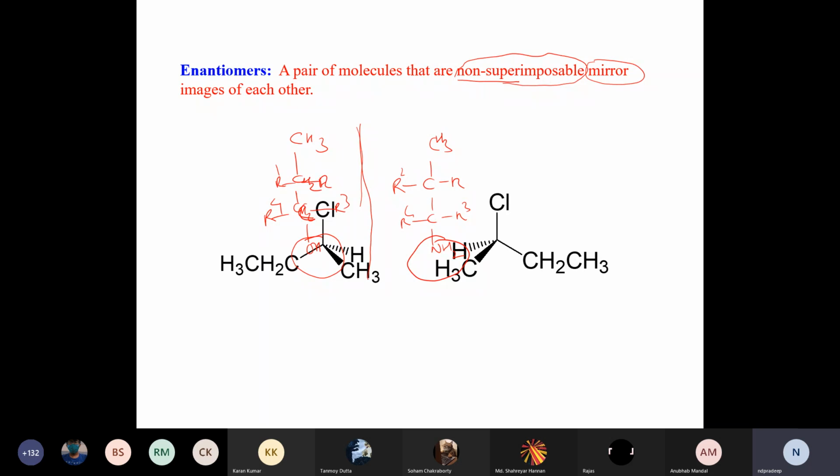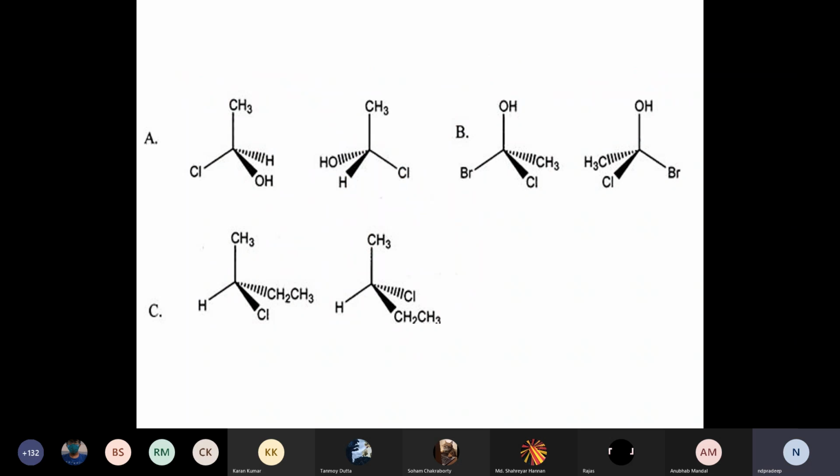Now, this is one of the examples. I've given you A, B, C. Are all these molecules enantiomers or not? B alone is an enantiomer. Only B is an enantiomer. See, I understand, I have not defined it. The definition is very simple. It should be a non-superimposable mirror image. That's all the definition is.